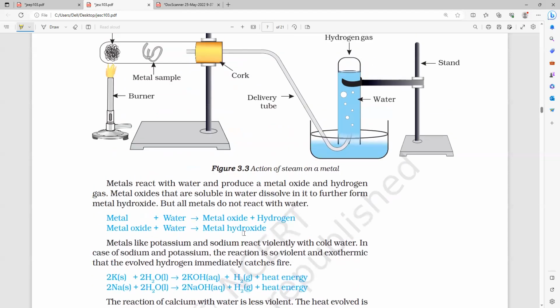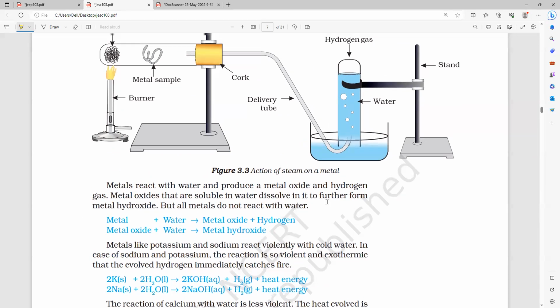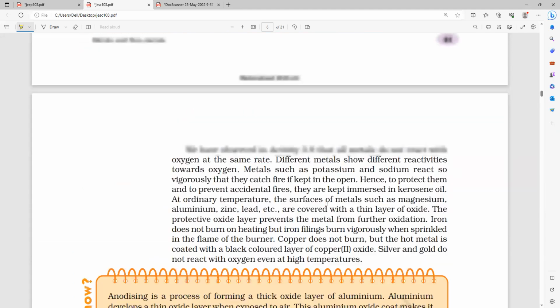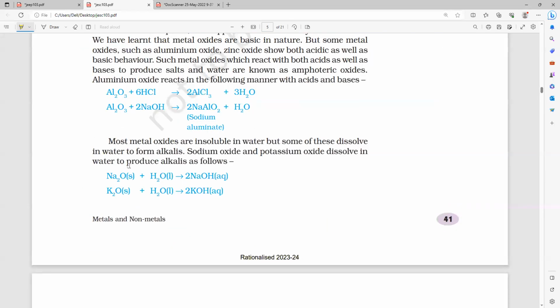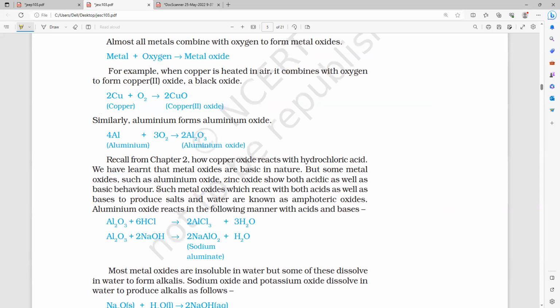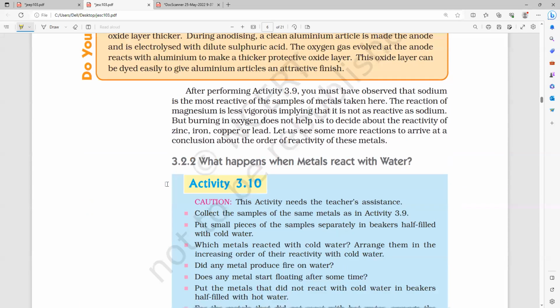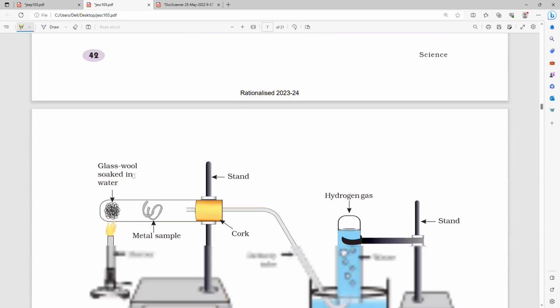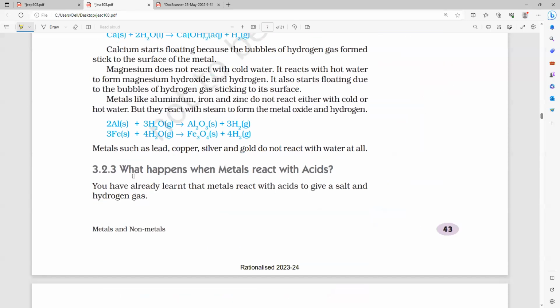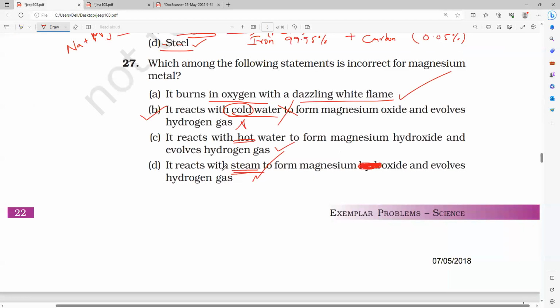Okay, so here you can see that. Metal plus water gives metal oxide plus hydrogen. Metal oxide plus water will form metal hydroxide. Produce metal oxide and hydrogen gas. Okay, that's fine. You write the equations. It is not clearly mentioned, but you can write it. Metals react with hot water or cold water, hydroxide will come. With the steam, it will form only oxide, not hydroxide. That's fine. You modify it.